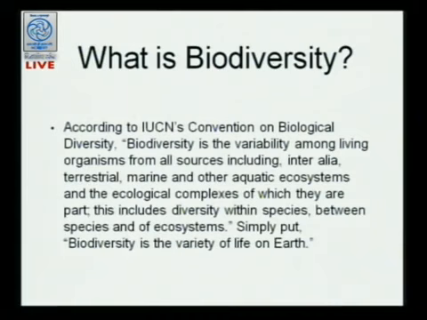Maybe we can have a slide of the definition for the benefit of the viewers. According to IUCN's Convention on Biological Diversity, biodiversity is the variability among living organisms from all sources, including, inter alia, terrestrial, marine and other aquatic ecosystems and the ecological complexes of which they are part. This includes diversity within species, between species and of ecosystems. This is a very elaborate, or for some students cumbersome, definition. So simply put, we can define biodiversity as variety or variation or kinds of organisms on this planet Earth.